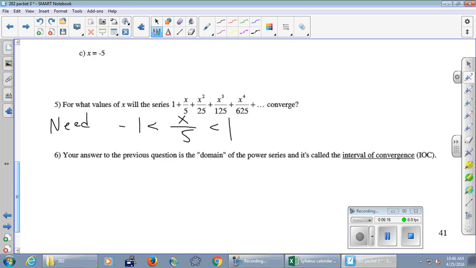And so to get rid of this divide by 5, we multiply everything by 5. And so if we multiply everything by 5, we get -5 is less than x is less than 5. Everybody see how we did that?